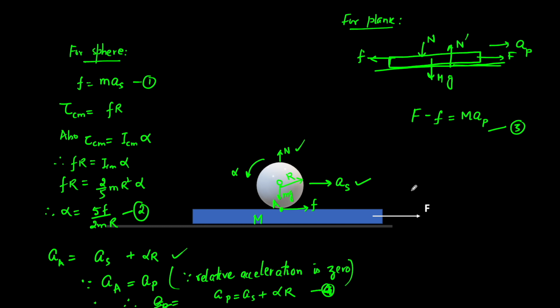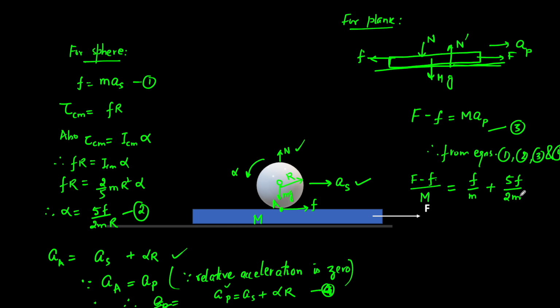If you combine these equations, equation number 1, 2, 3 and 4, we can write that, you can substitute the value of AP from equation number 3 in equation number 4. We get F minus small f over capital M is equal to AS, which is F over M from equation number 1. Now alpha R from equation number 2 is 5F over 2M.